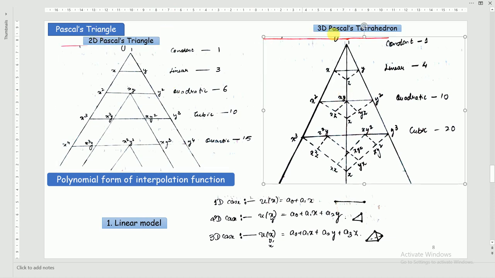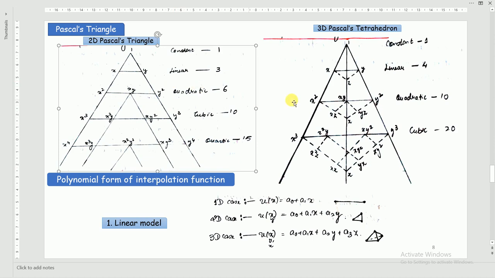These are called Pascal's triangle and Pascal's tetrahedron. I'll also tell you how to draw them. Using these triangles, this is for 2D and this is for 3D, you can easily write the equation. This is for 1D and 2D both, and this is for 1D and 3D. So how you can apply this and write these equations.